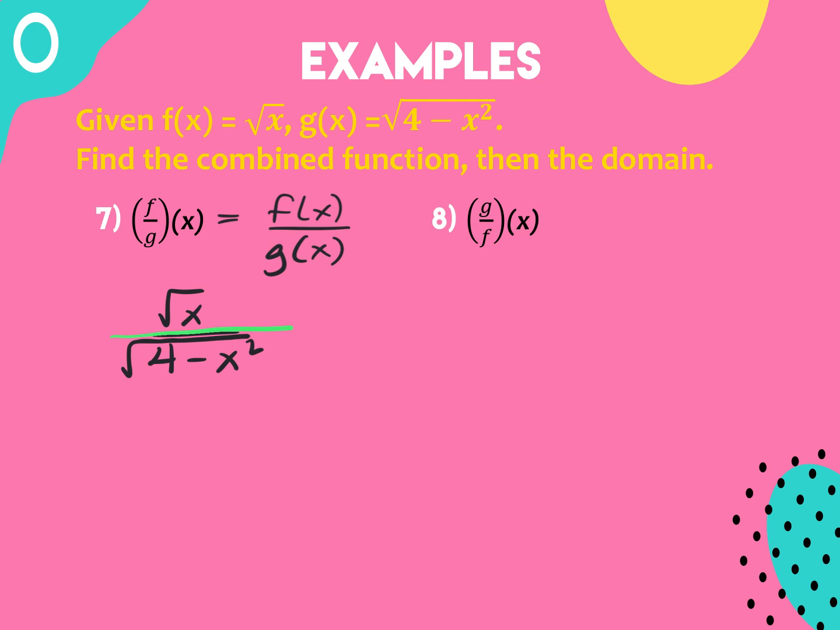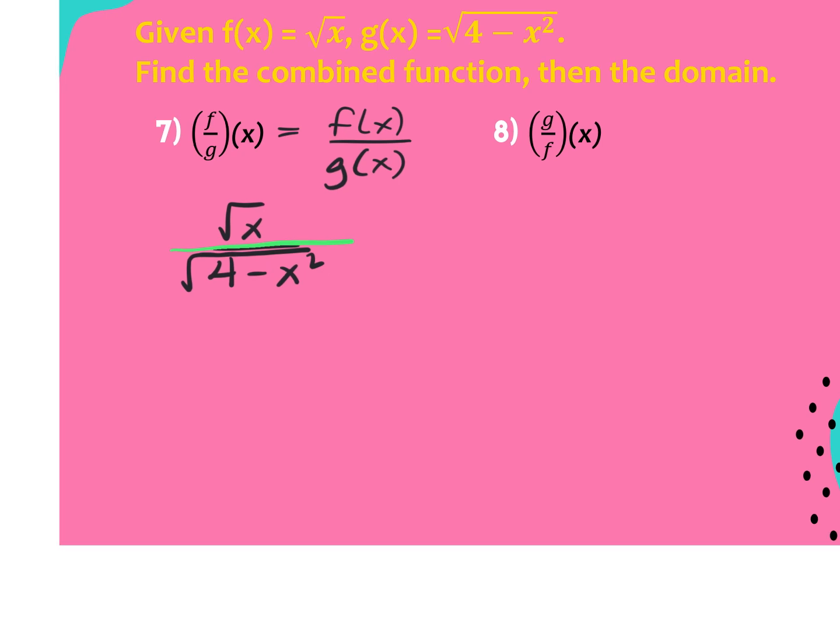Now, it's also asking us to find the combined function, which I just did, and then the domain. So this is what you just did on the test. Remember, when it's a radical in the numerator, we need to set that to be greater than or equal to 0. So x is greater than or equal to 0. And for the denominator, only greater than 0, because it can't equal 0. So once I solve this, add x squared, then I get 4 is greater than x squared.